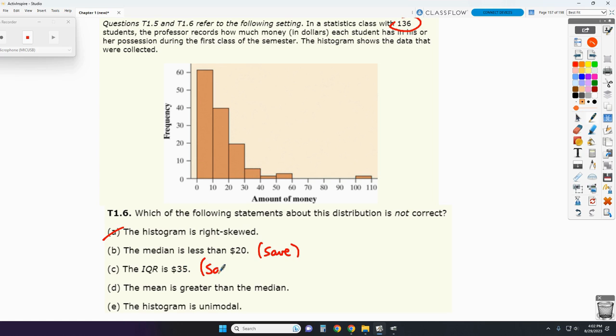And again, I'd say let's save this. Let's circle back. Let's keep going. The mean is greater than the median. That we can definitely answer.